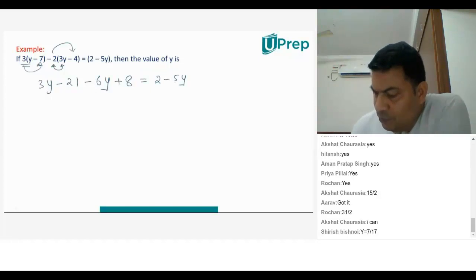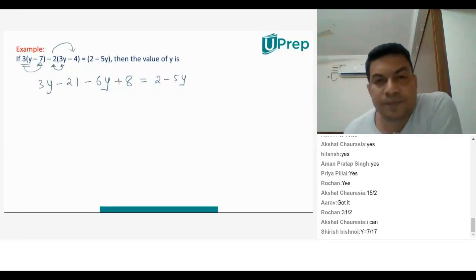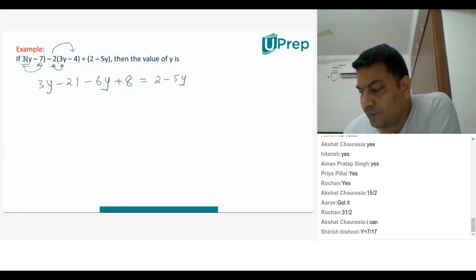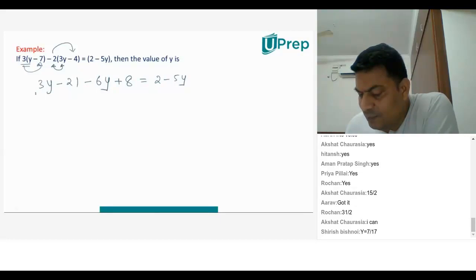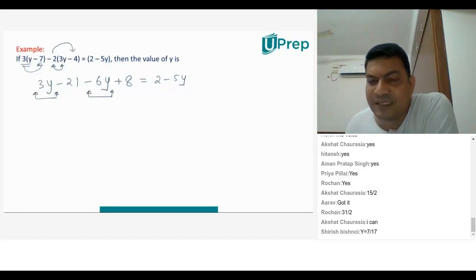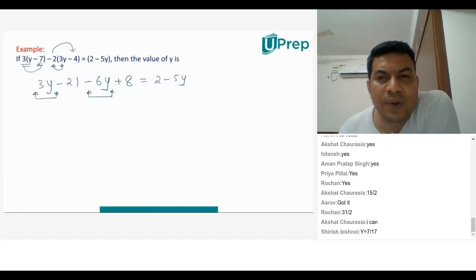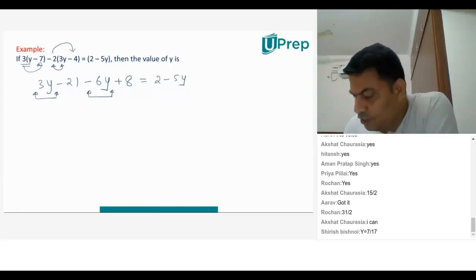Next. What did you do then? Simplify like 3y minus 6y. Very good. So Akshat is saying is first he'll simplify this 3y with this minus 6y because these y's are on this left hand side. 3y minus 6y. 3 apples minus 6 apples will be minus 3 apples. Very good. So minus 3y.